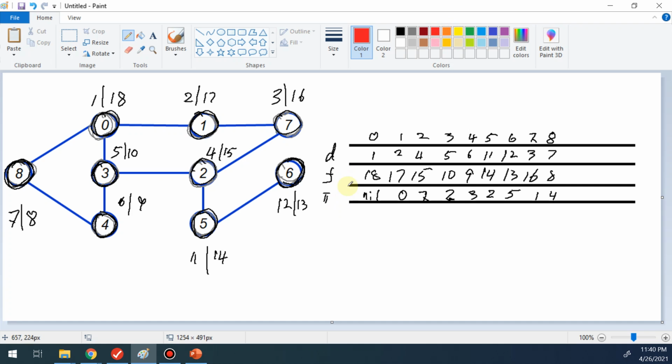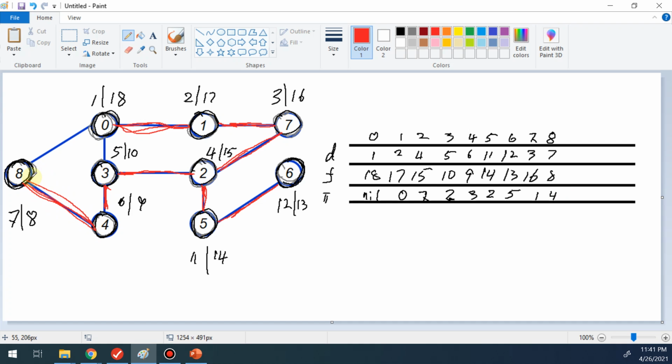Okay, the next step, how about I highlight all the edges between a node and its parent. So for the 1, 1 goes to 0, which is here. And then for the 2, 2 goes to 7, which is this one. For the 3, 3 goes to 2, which is this one. For the 4, 4 goes to 3. For 5, 5 goes to 2. For 6, 6 goes to 5. For 7, 7 goes to 1, here. And for the 8, 8 goes to 4, like this.